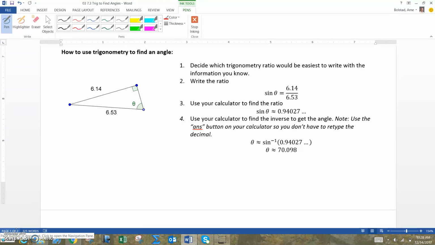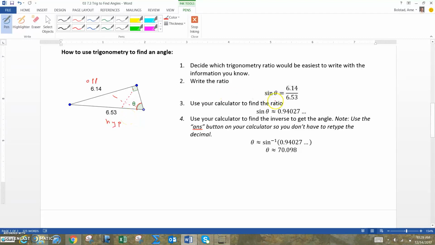All right, so first example, how to use trigonometry to find an angle measure. First, we have to decide which trigonometric ratio would be the easiest to write with the information that we know. From angle theta, right here, we have the side opposite, and we have the hypotenuse. Again, it's the hypotenuse because it is opposite the right angle. We don't know the third side, but from the looks, we can tell it's also the longest side.